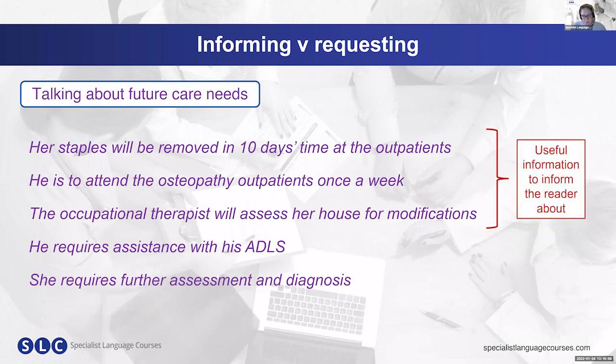But what's different here is the top 3. This is all useful information to inform the reader that somebody else is doing that action. Whereas here, it's action to be taken. Okay, he requires assistance with his ADLs by the reader or someone else.